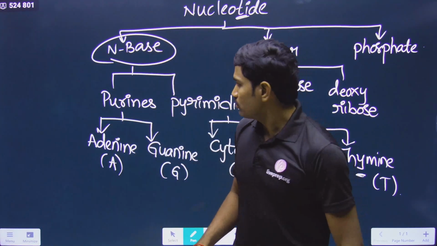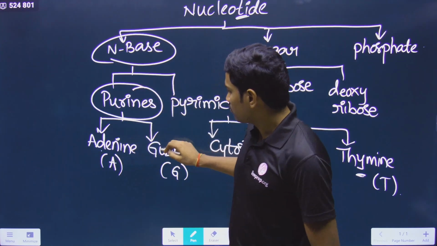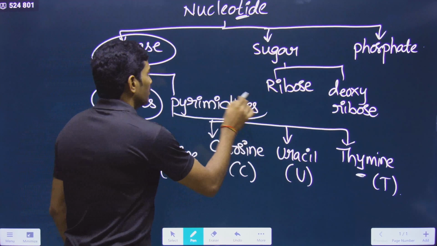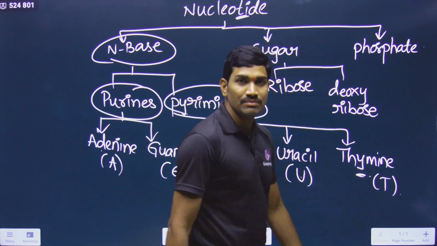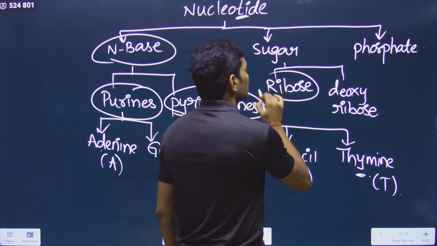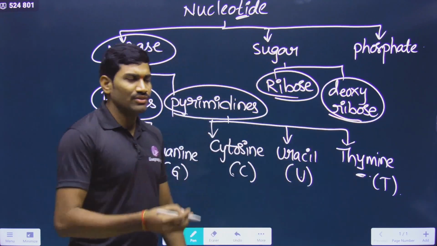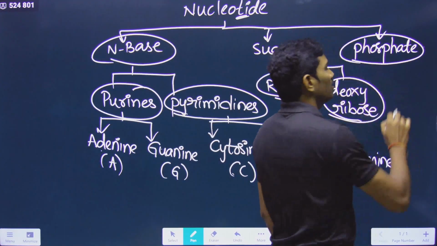And now what we need to do? What is the basic structure of purine? And what are the structures of adenine, guanine? Next one, what is the basic structure of pyrimidine? And what are the structures of cytosine, uracil, thymine? Then, what is the basic structure of ribose? And then, slight modification, and what is the structure of deoxyribose? And finally, we will go with the structure of phosphate group.